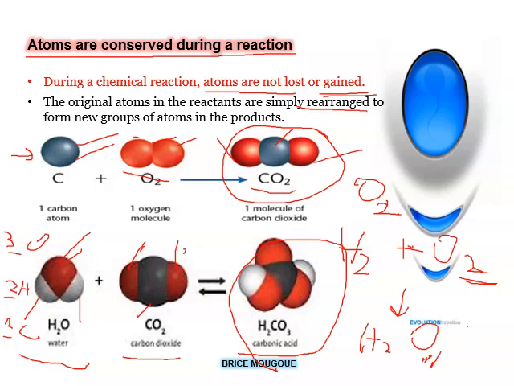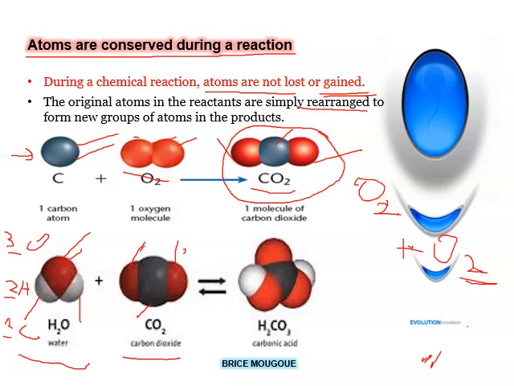Let's look at carbonic acid on the other side here to see what we have. With carbonic acid, we have here 1, 2, 3 atoms of oxygen, 1, 2 atoms of hydrogen, and 1 atom of carbon. I'm sure if you look at it now, we will see that 3 atoms of oxygen balances with 3 atoms of oxygen on the left side.